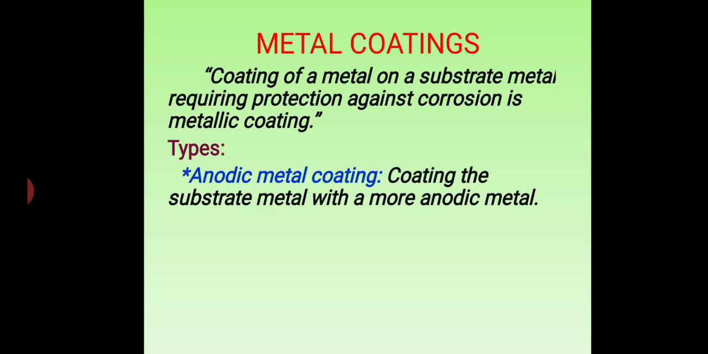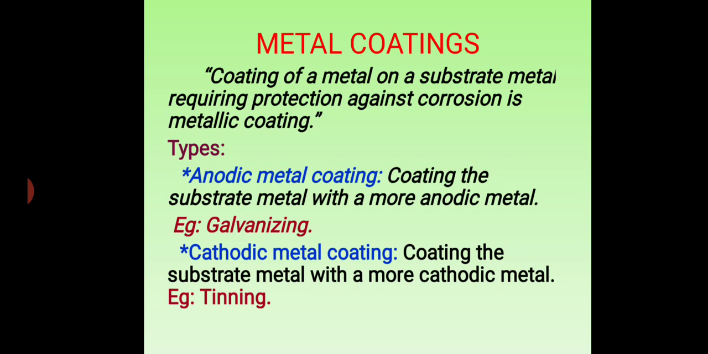Anodic metal coating, coating the substrate metal with a more anodic metal. What do you mean by this? Suppose iron, Fe we have, then Fe we can protect by making it as cathode. How we can make it as cathode? By giving a coating of any other metal which is more reactive than it. We can give zinc or magnesium metal coating so that iron becomes cathodic. So anodic metal coating we can give. Example is galvanization, which we'll understand.